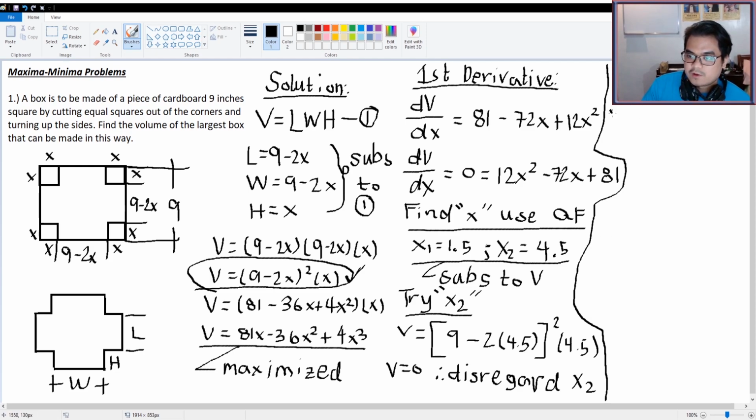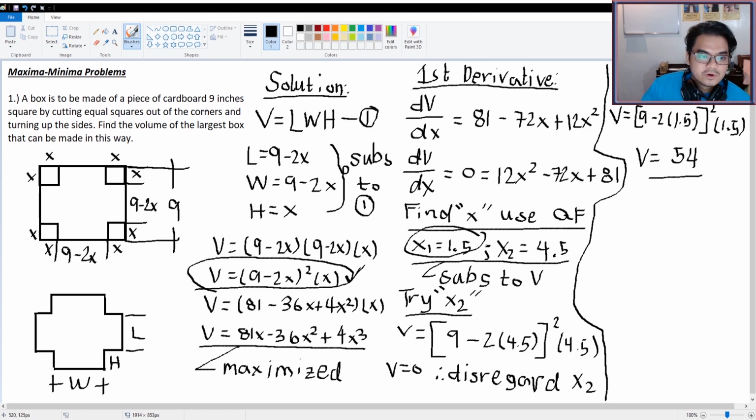Using x1, v will now be equal to 9 minus 2 times 1.5, don't forget the squared, times another 1.5, which is x. If you compute that, you'll have v equal to 54. That is in inches, and since that is a volume, it is 54 cubic inches. So this is your right answer.